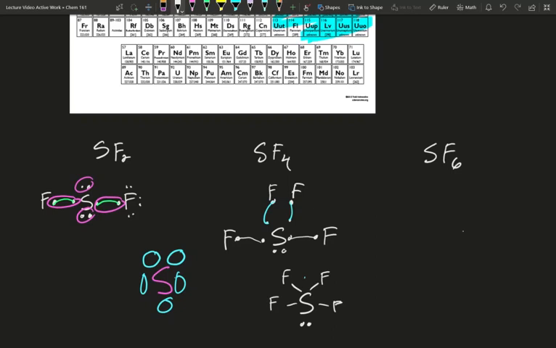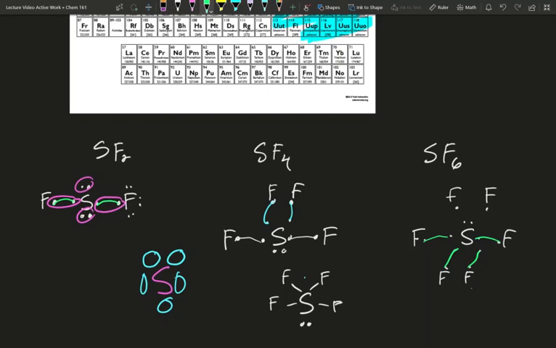If we do SF6, sulfur has its 6 electrons. We get 6 fluorines. We pair the unpaired. We've run out of unpaired, so we can use 1 d orbital to split this bottom pair to allow those bottom fluorines to attach.